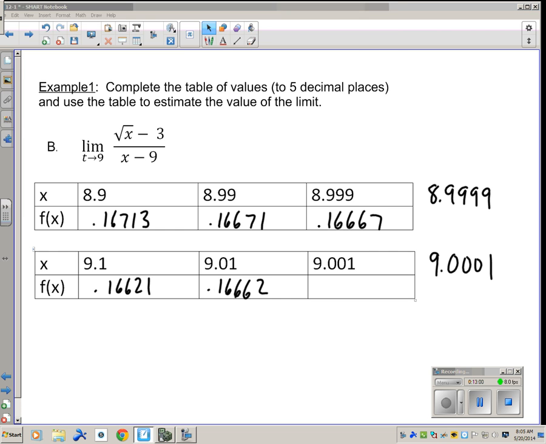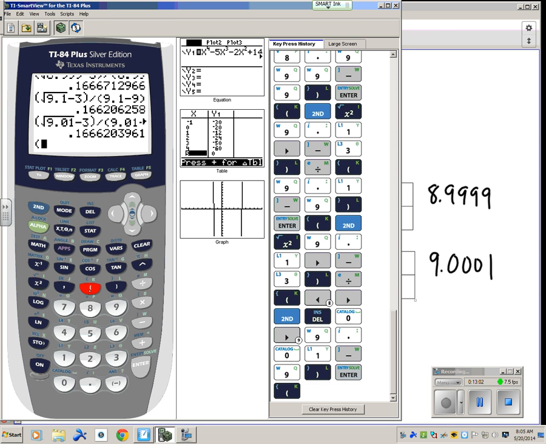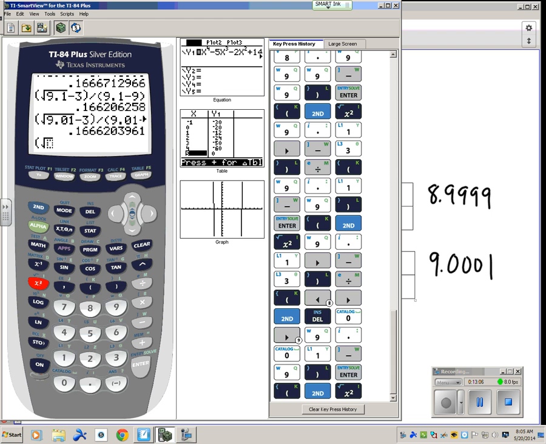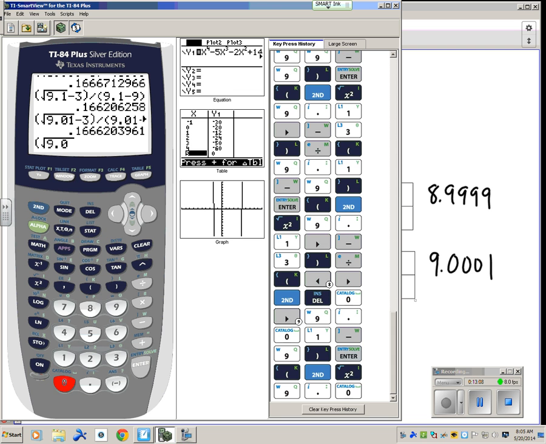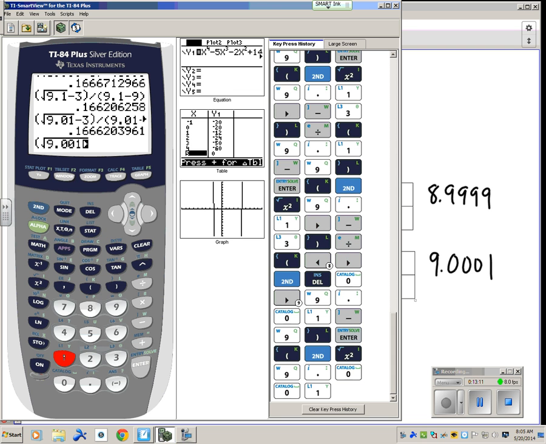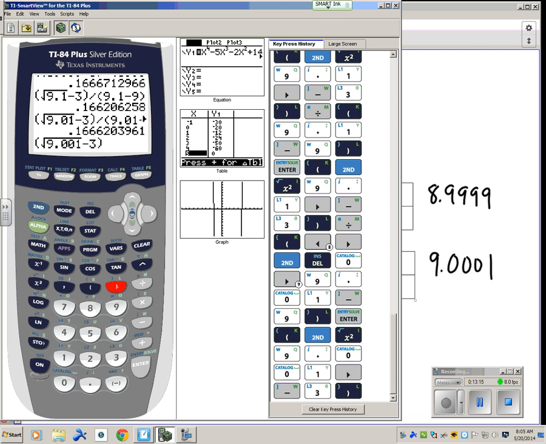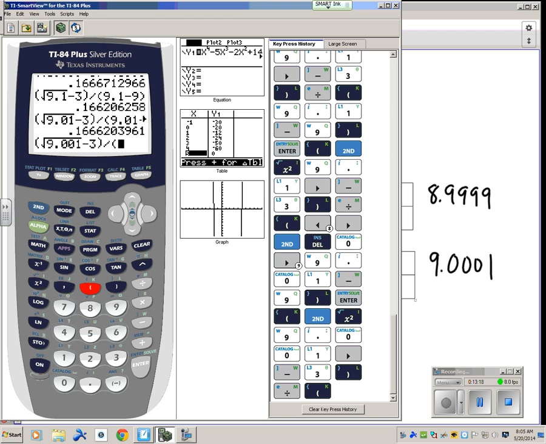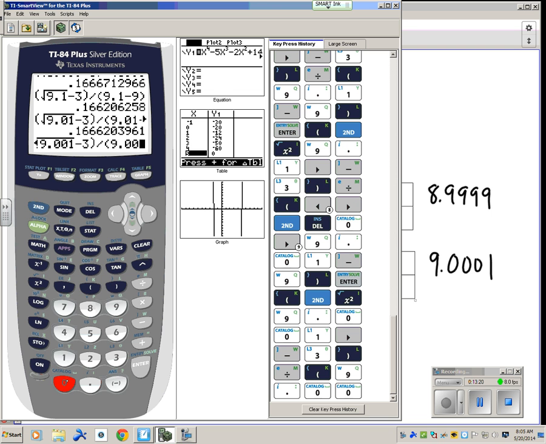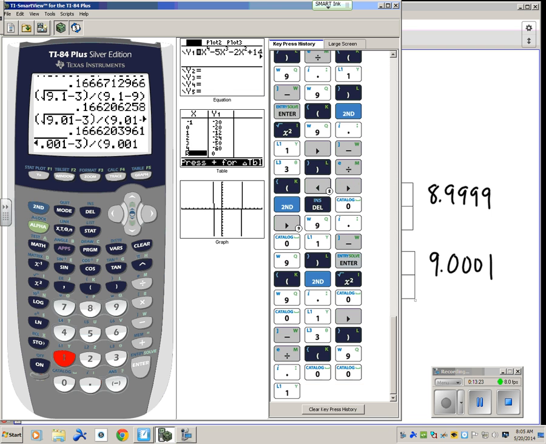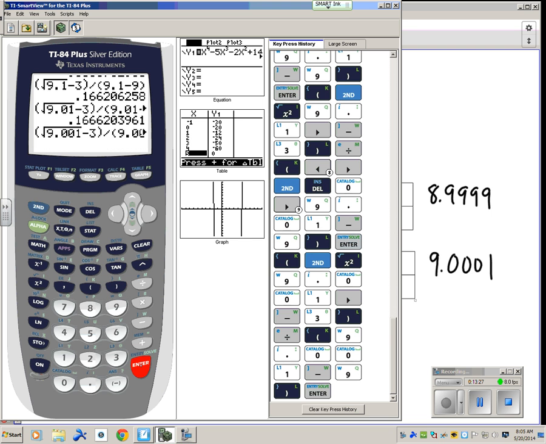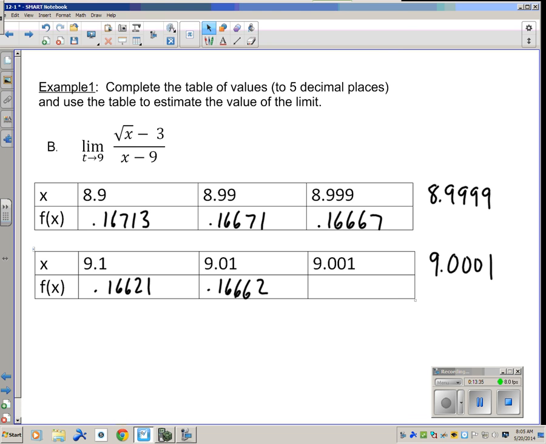And let's try the last one here. Parenthesis, square root, 9.001, arrow, minus 3, divided by parenthesis, 9.001 minus 9, end parenthesis, equals 0.16666. So this time we got 4 sixes.